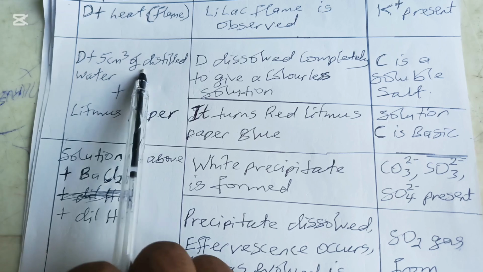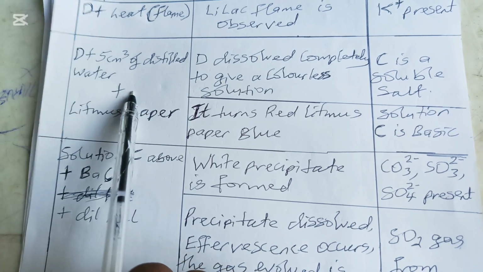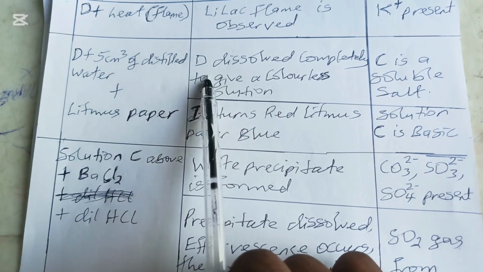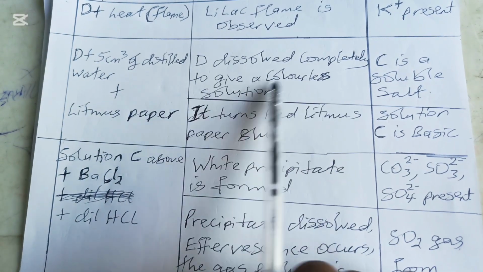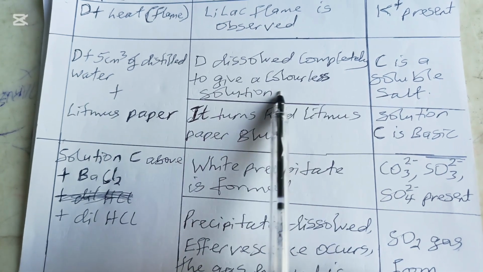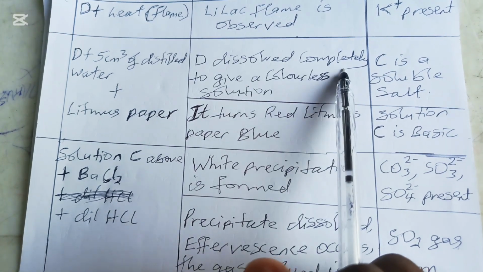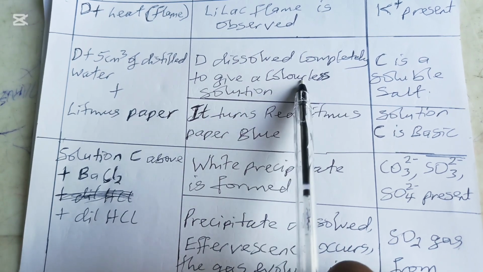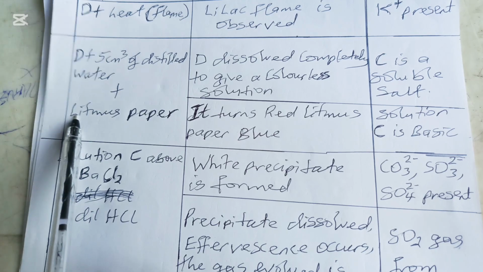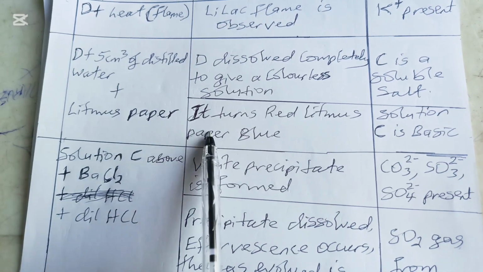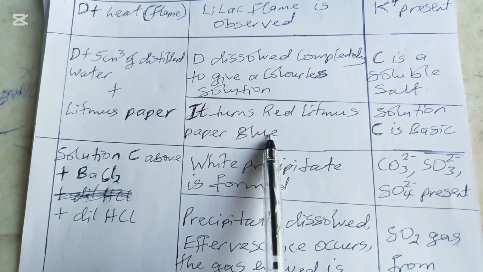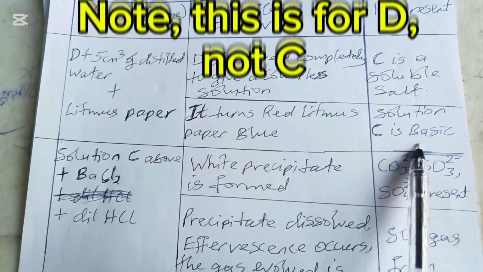D plus 5 cm cube of distilled water plus litmus paper. Now, putting distilled water first, it dissolved completely to give a colorless solution. You must write colorless solution, please. It dissolved completely to give a colorless solution, to have your 2 marks. Dissolved completely, 1 mark. To give colorless solution, another mark. Okay, so D is a soluble salt since it's dissolved. Now, plus litmus paper, it turns red litmus paper blue. Solution D is basic or alkaline.